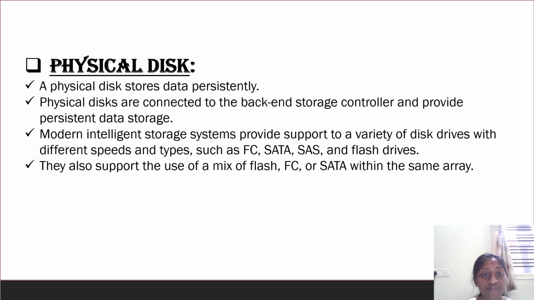Fourth component is physical disk. A physical disk stores data persistently. Physical disks are connected to the back-end storage controller and it provides persistent data storage. Modern intelligent storage systems provide support to a variety of disk drives with different speeds and types such as FC, SATA, SAS, and flash drives. They also support the use of a mix of flash, FC, or SATA within the same array.